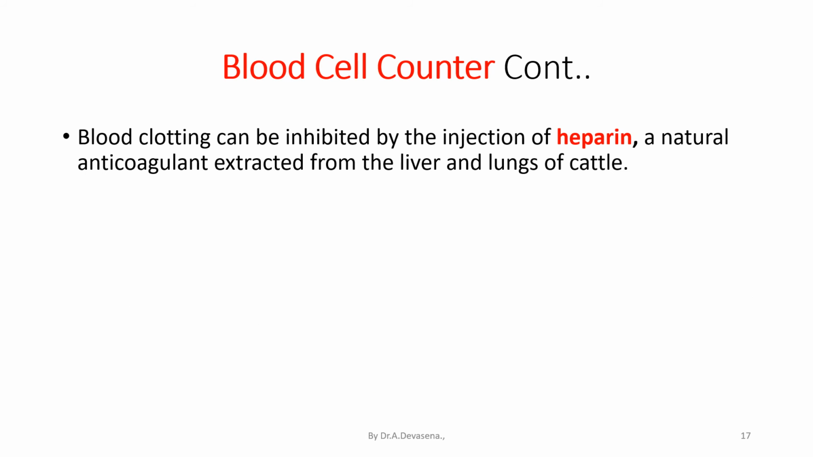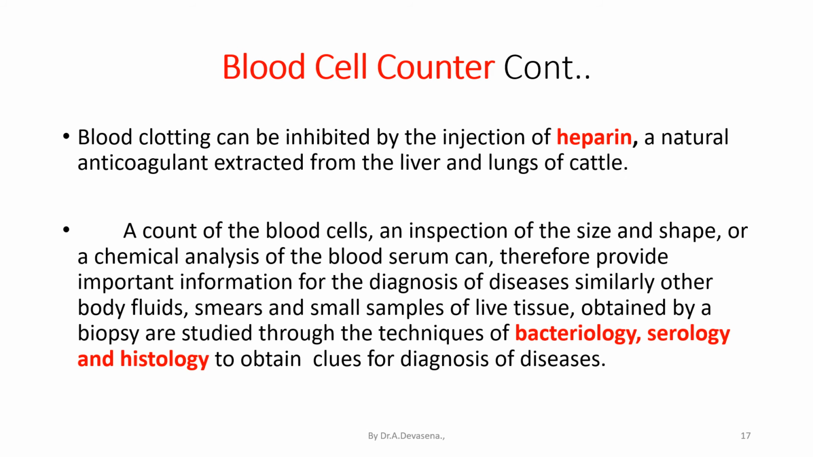Blood clotting can be inhibited by the injection of heparin, a natural anticoagulant extracted from the liver and lungs of cattle. A count of the blood cells, an inspection of the size and shape, or a chemical analysis of the blood serum can therefore provide important information for the diagnosis of diseases. Similarly, other body fluids, smears, and small samples of live tissue obtained by a biopsy are studied through the techniques of bacteriology, serology, and histology to obtain clues for diagnosis of diseases.